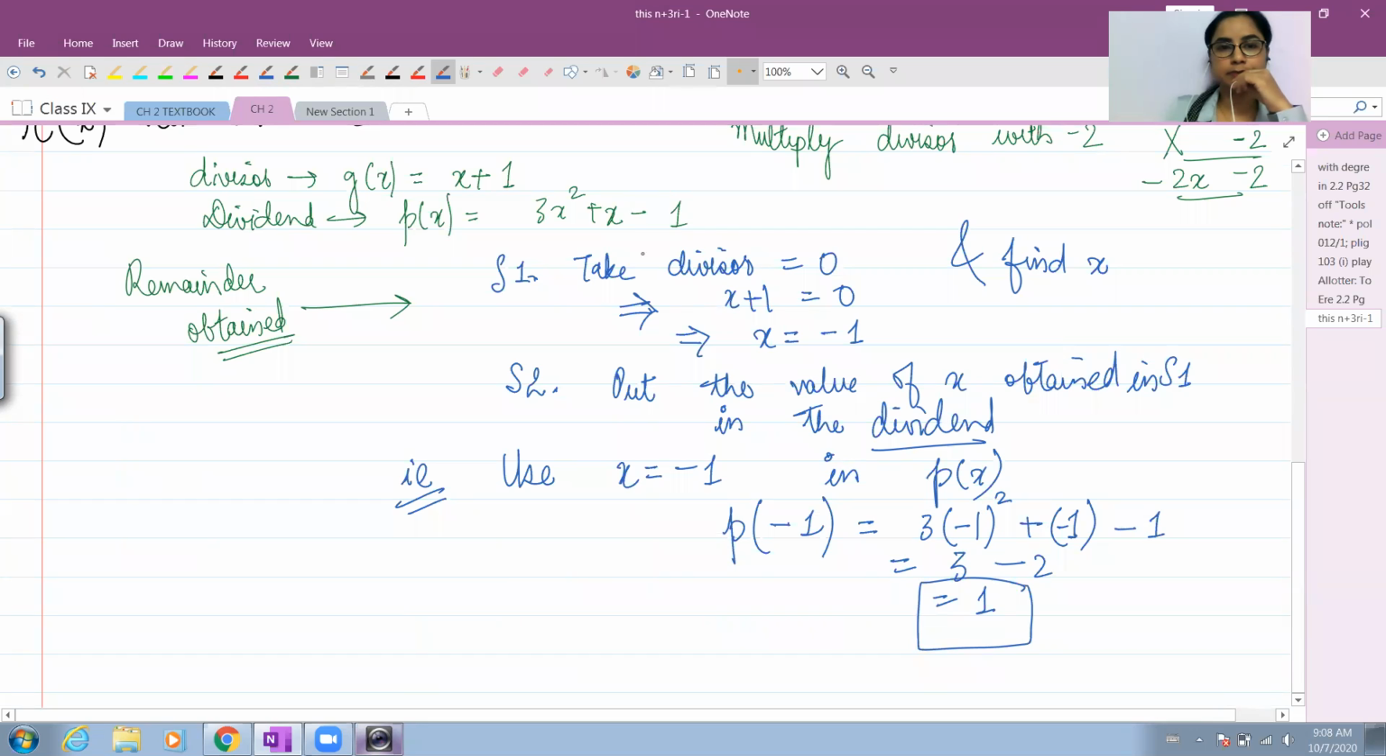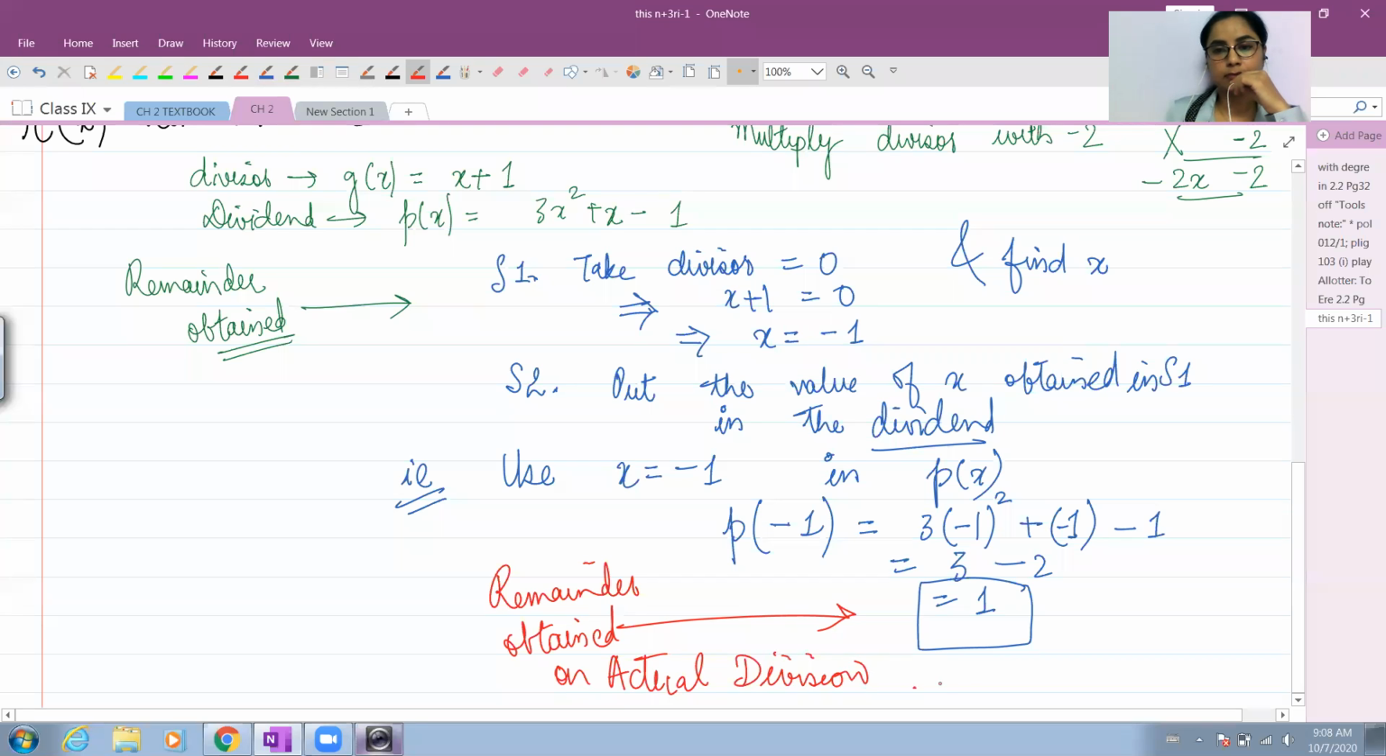What do you think about this? Without performing actual division, you can find out the remainder when a polynomial is divided by another polynomial. Is this making sense? Do you follow what I'm saying here?